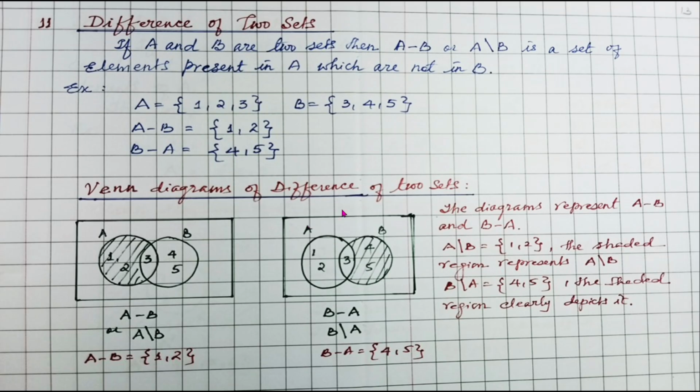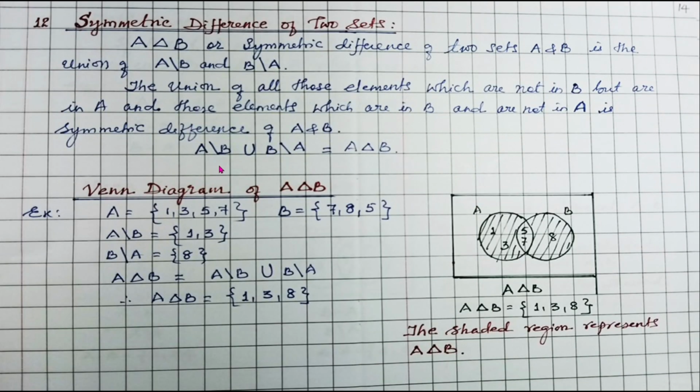Now here again draw a rectangle, draw two circles representing the sets A and B. It is intersecting because there is a common element 3. Now we have to shade the circle B, because here we have to find out the elements which are not in A but in B. 4, 5 are in B, and therefore only we have to shade that portion, and this Venn diagram represents B minus A. So that is how we represent the difference of two sets with the help of Venn diagrams.